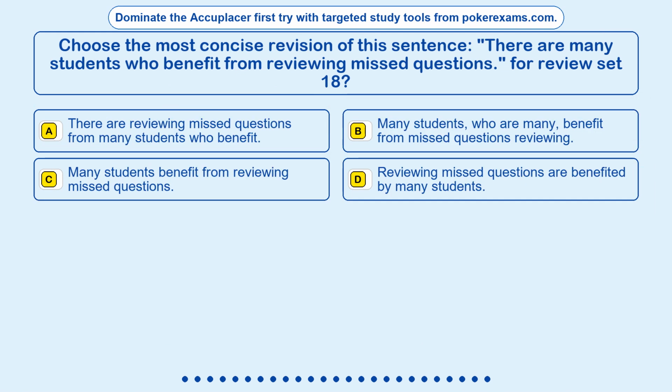Question 22. Choose the most concise revision of this sentence. There are many students who benefit from reviewing missed questions. For review set 18. Option A. There are reviewing missed questions from many students who benefit. Option B. Many students, who are many, benefit from missed questions reviewing. Option C. Many students benefit from reviewing missed questions. Option D. Reviewing missed questions are benefited by many students.